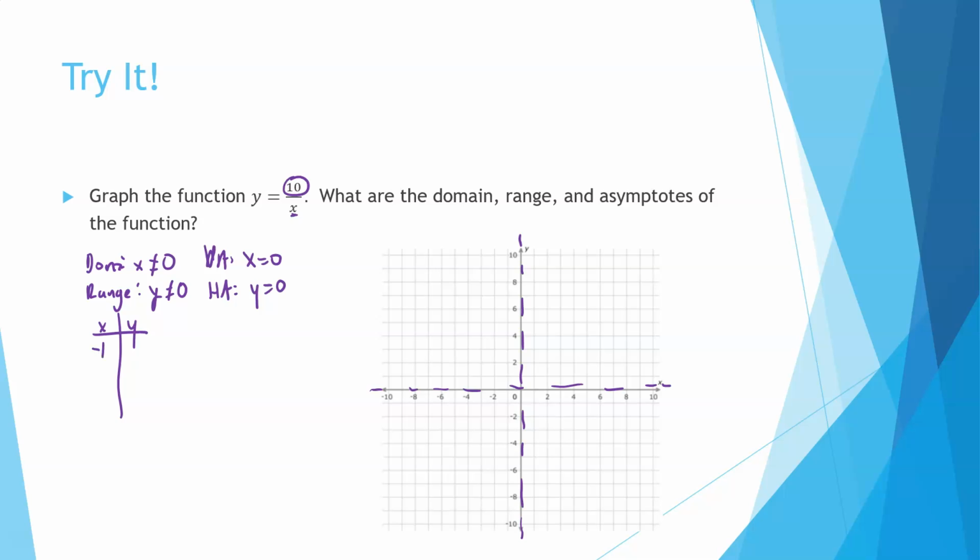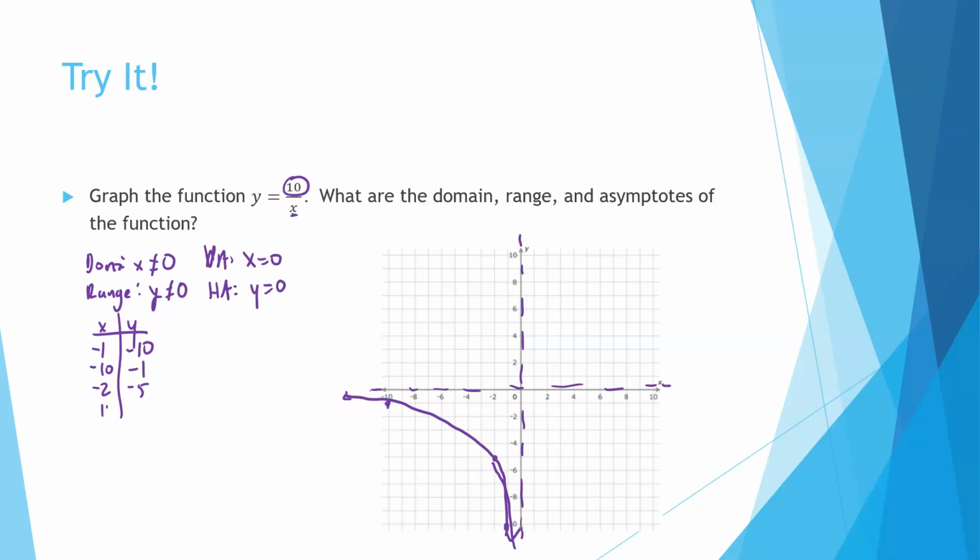So if I plug in -1, I get -10. So that puts a point way down here. If I plug in -10, I get -1. So -10, -1. And if I plug in like a -2, I actually get -5. The reason I show that, and I could keep plotting points, oops, that's terrible drawing. Okay, it looks like this.